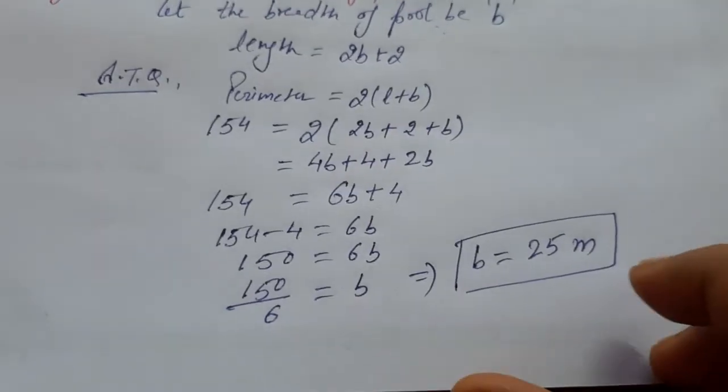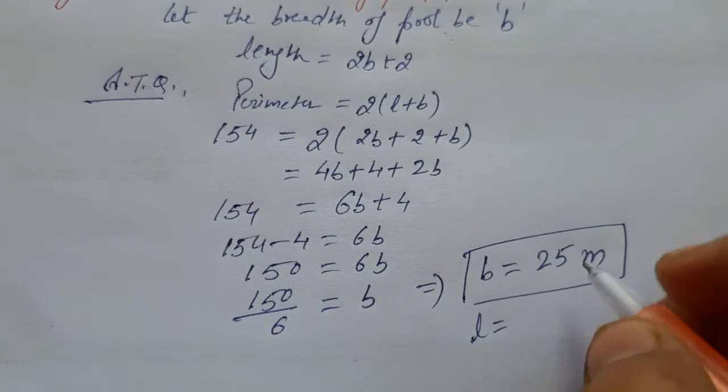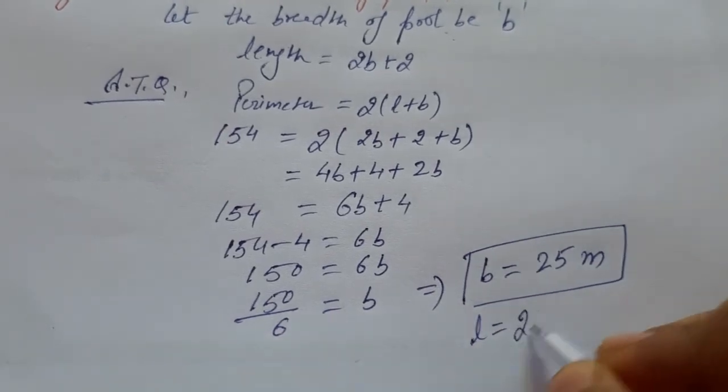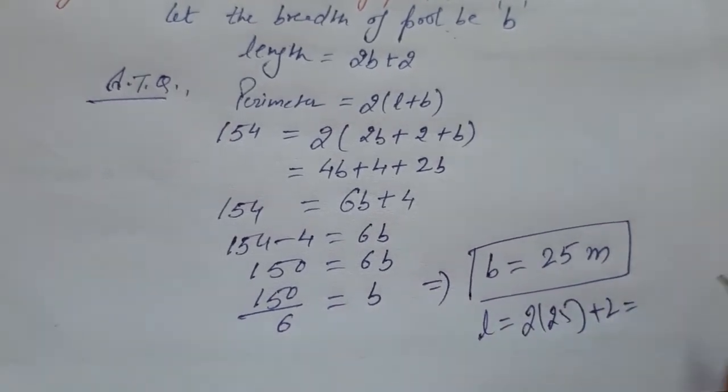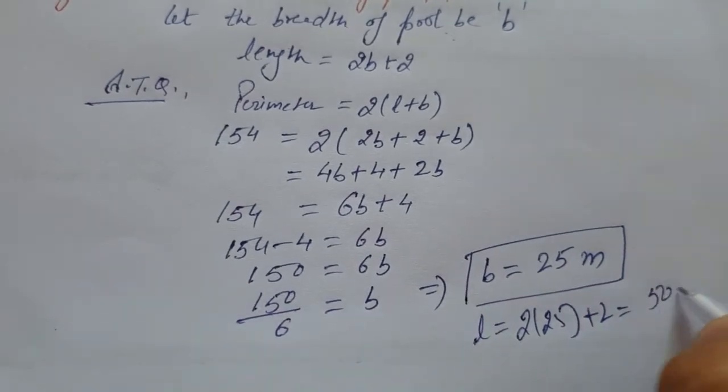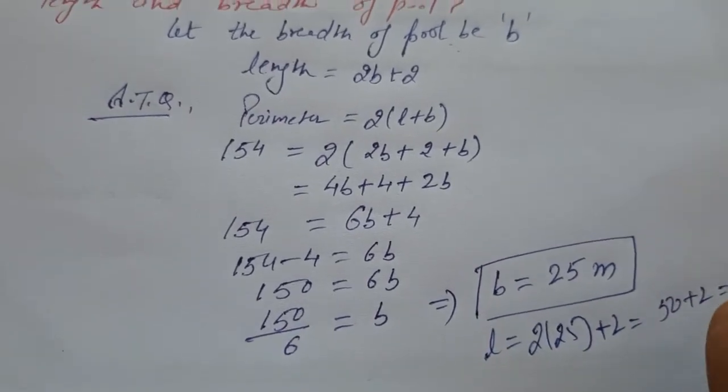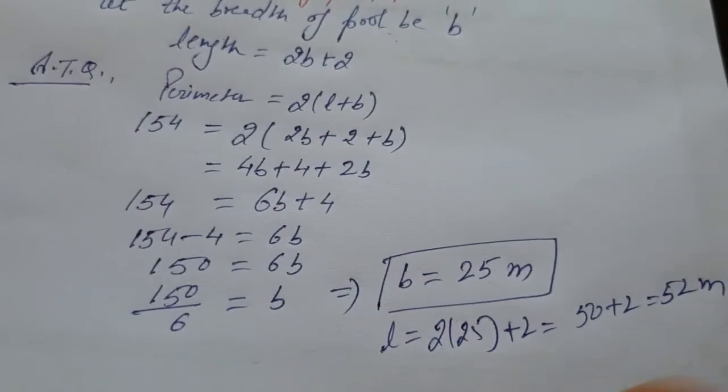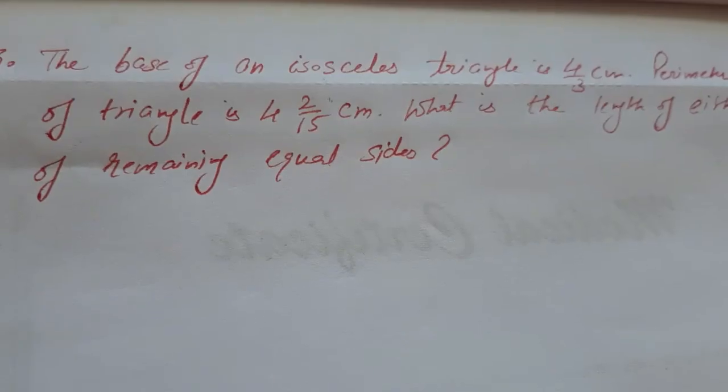So what will be the length here? So length will be 2 into 25 plus 2. 2 25s are 50. 50 plus 2 is 52 meter. So this is the length of the pool.